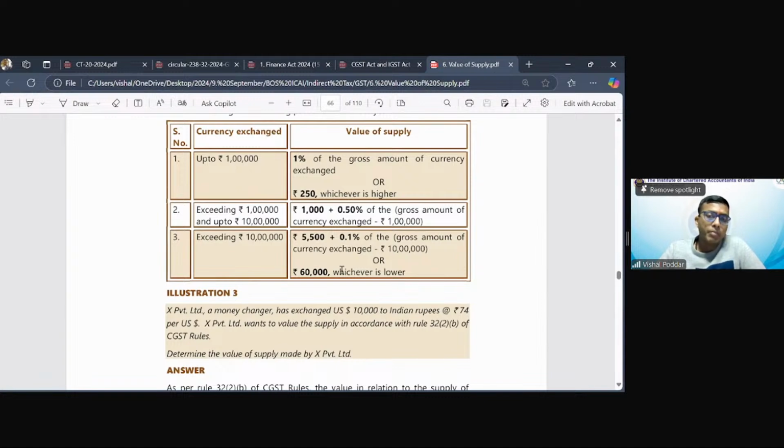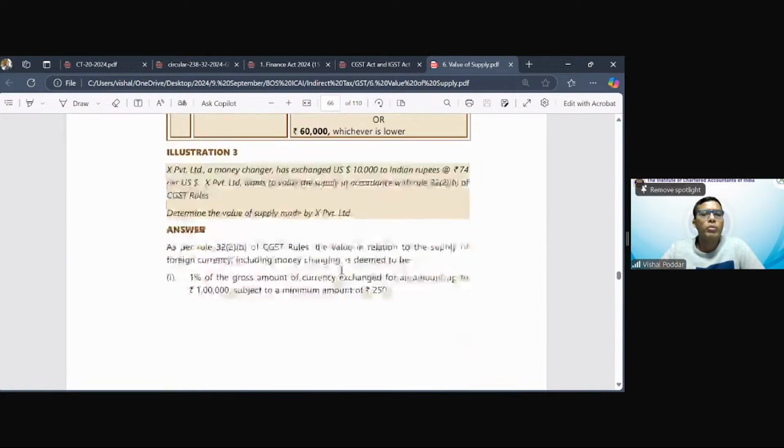So this is the second method given, and you are given a choice to select one of these methods. But whatever method you have selected, that method has to be continued thereafter.